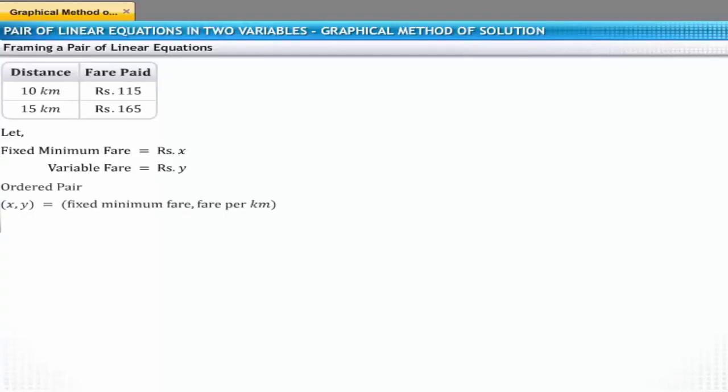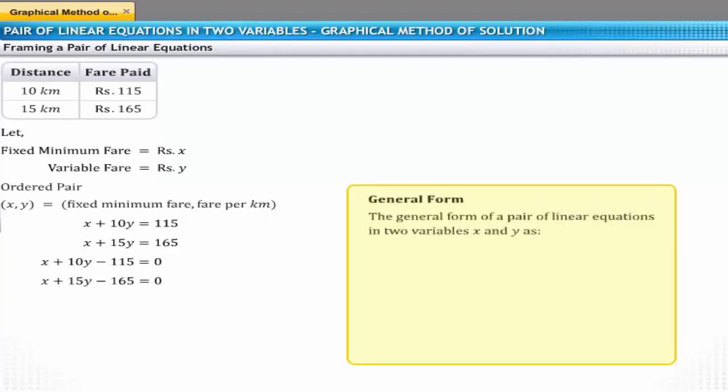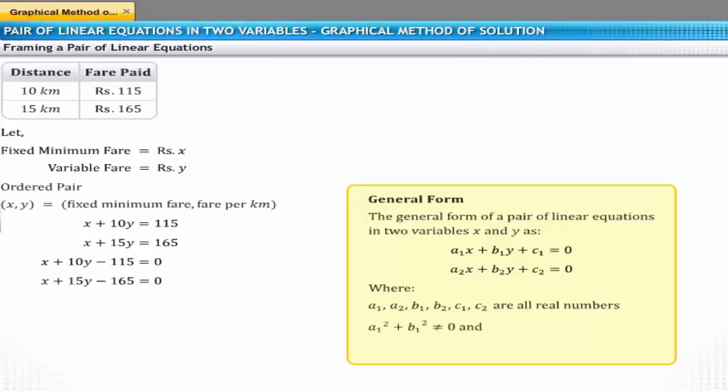Based on the given data, the first equation is X plus 10Y is equal to 115. And the second equation is X plus 15Y is equal to 165. These two equations can also be written as follows. Based on these equations, we can write the general form of a pair of linear equations in two variables as a1x plus b1y plus c1 is equal to 0 and a2x plus b2y plus c2 is equal to 0, where a1, a2, b1, b2, c1 and c2 are all real numbers, and a1 square plus b1 square is not equal to 0, and a2 square plus b2 square is not equal to 0.